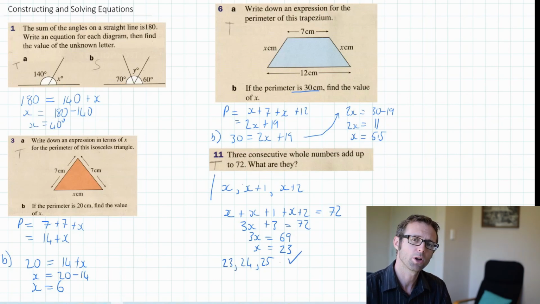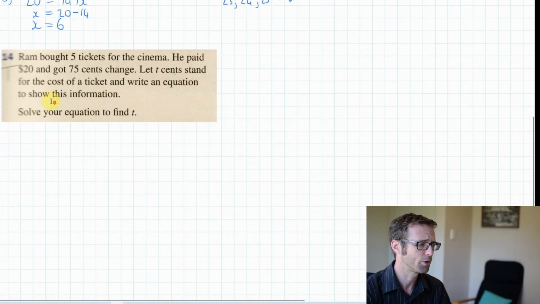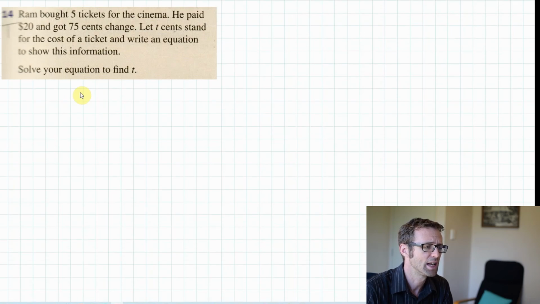Okay, the last one I want to look at is a little bit more tricky. We've got this chap, Ram, who has bought 5 tickets for the cinema. He paid $20 and got 75 cents change. Let t cents stand for the cost of a ticket, and write an equation to show this information. So my first step here would be to figure out how much he spent altogether for the 5 tickets.